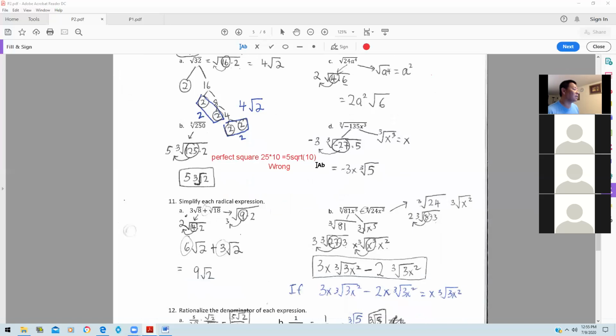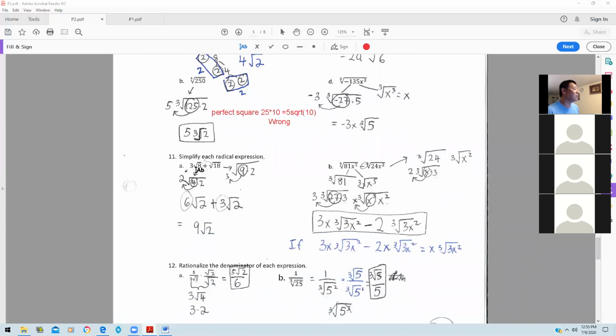So next is adding. These two are not like radicals, so what you do is break it down. 8 is 4 times 2. 4 is a perfect square of 2, and then 3 times 2 is 6, so you get 6 root 2. 18 is 9 times 2, and 9 is a perfect square of 3, so you get 3 root 2. Now these two have like radicals because they all have root 2. So you just add the numbers in front, 6 plus 3, which is 9 root 2.